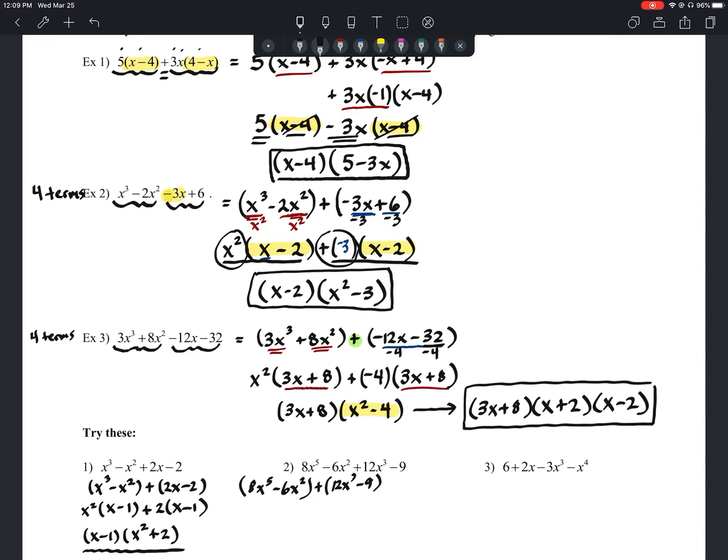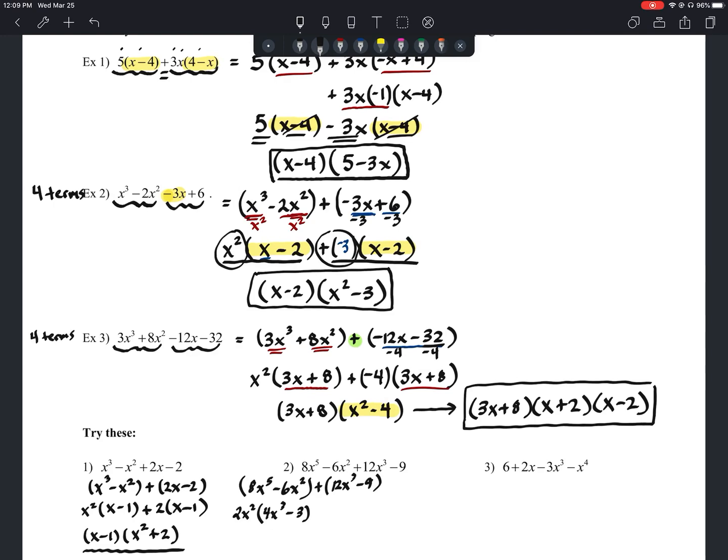In our first grouped expression, we could probably take out a 2x squared. And what we'd have left over there would be a 4x to the 3rd minus 3.